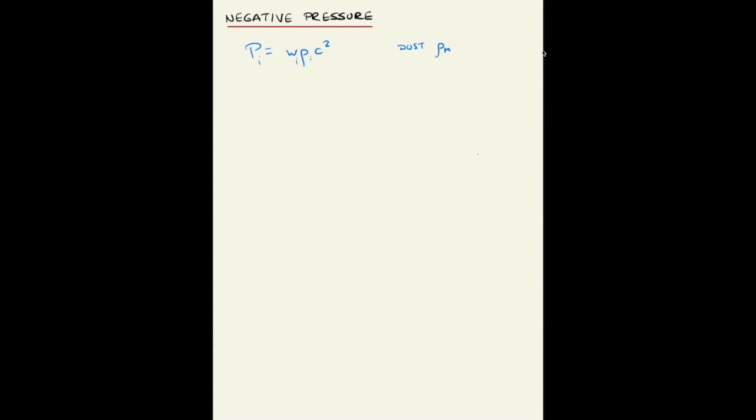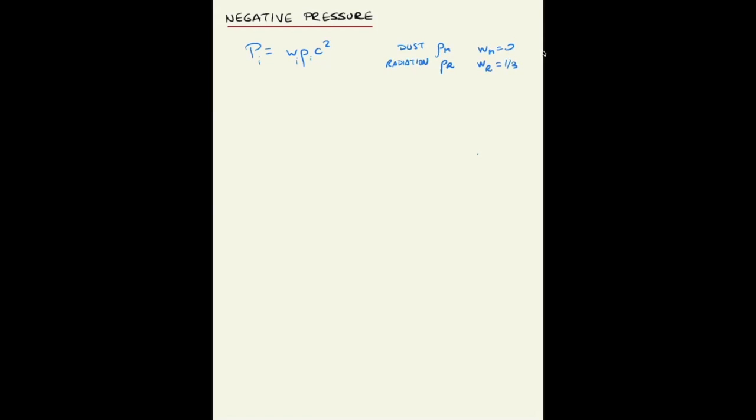So let's see how we can define a fluid with negative pressure. We saw from the equation of state, P equals w rho c squared, with subscripts here for the different components. And we saw that for dust, rho_m, you had w_m equals 0. For radiation, w was equal to a third.